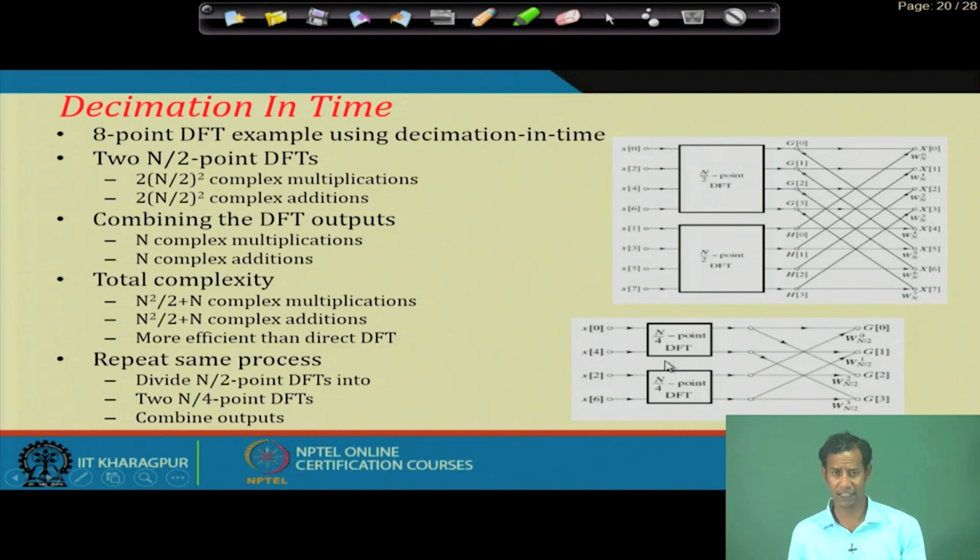Radix 2 means we have divided into only two parts, the even part and the odd part. If we increase the radix, that means if we consider 4 parallel DFTs running at n by 4 point DFT, then the computation time will be much faster. We will see how the computation time becomes lower when we consider more radix, and also what else happens.